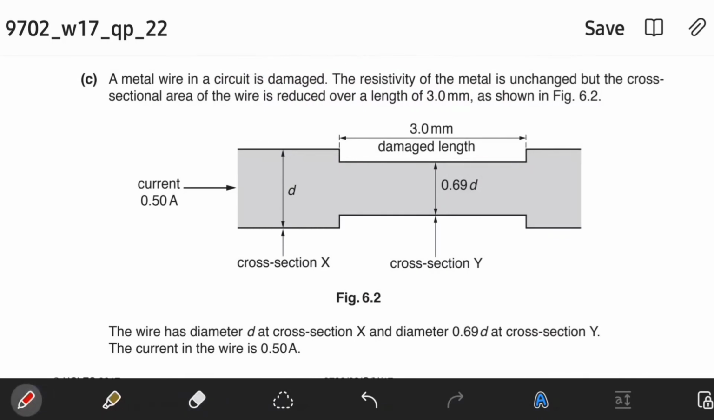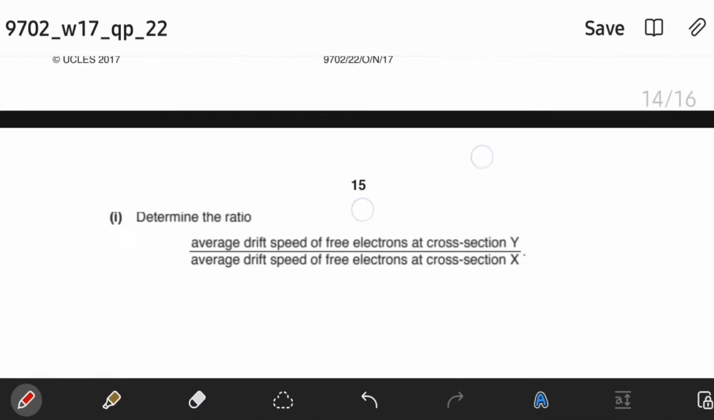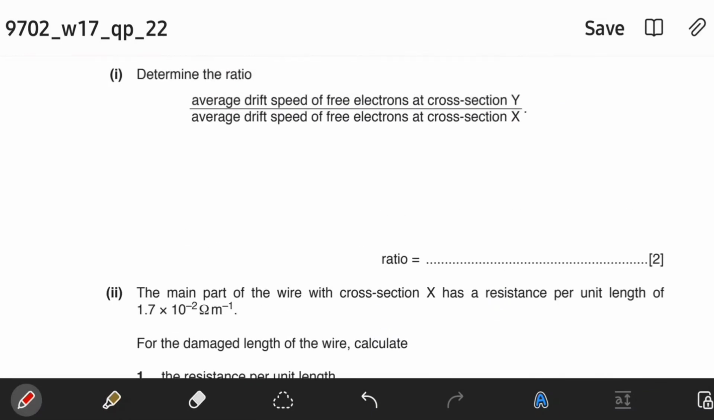Okay. A metal wire in a circuit is damaged. The resistivity of the metal is unchanged, but the cross-sectional area of the wire is reduced over a length of 3.0 mm as shown. The wire has diameter d at cross-section x and diameter 0.69 d at cross-section y. The current in the wire is given. Determine the ratio of average drift speed of free electrons at cross-section y to that at cross-section x. So we know the formula that we derived before, I equals nAvq, and drift speed would become the subject of the formula, which would give us I over nAq.